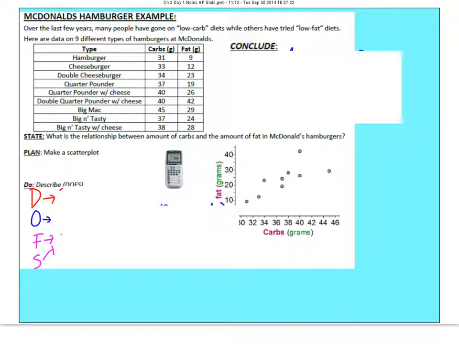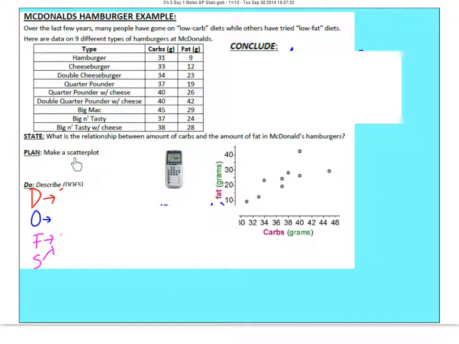Let's look at another example here. Here's some factual data about McDonald's hamburgers. We have 9 different types of burgers. We have the carbs in terms of grams and the fat. They basically want us to describe what we see. So is there a relationship between the amount of carbs and the amount of fat in McDonald's hamburgers?